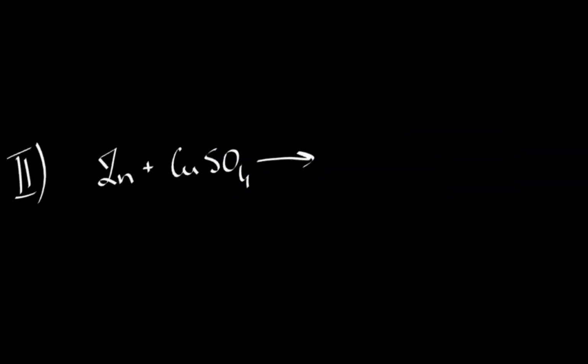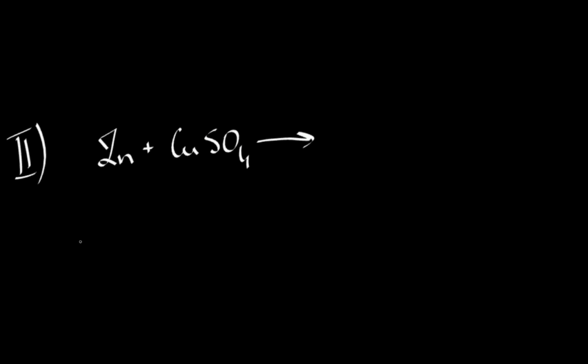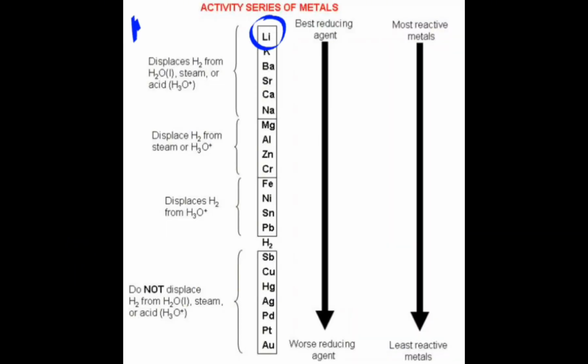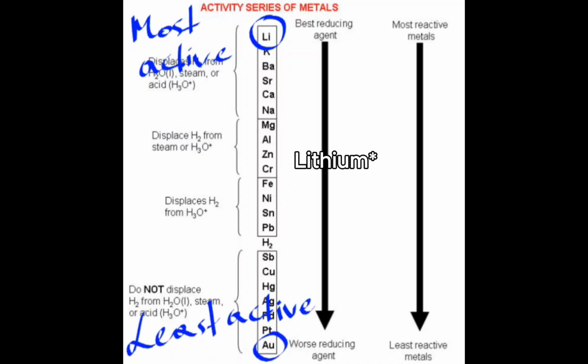In the next example, we have a reaction between a compound and an element, which means it's a single displacement reaction. In a single displacement reaction, an element must always be more active than the metal in the salt. To check that, you must use a metal activity series. The most active metal in the series is the one at the top, and the most passive metal is at the bottom. So in this case, it's potassium and gold.